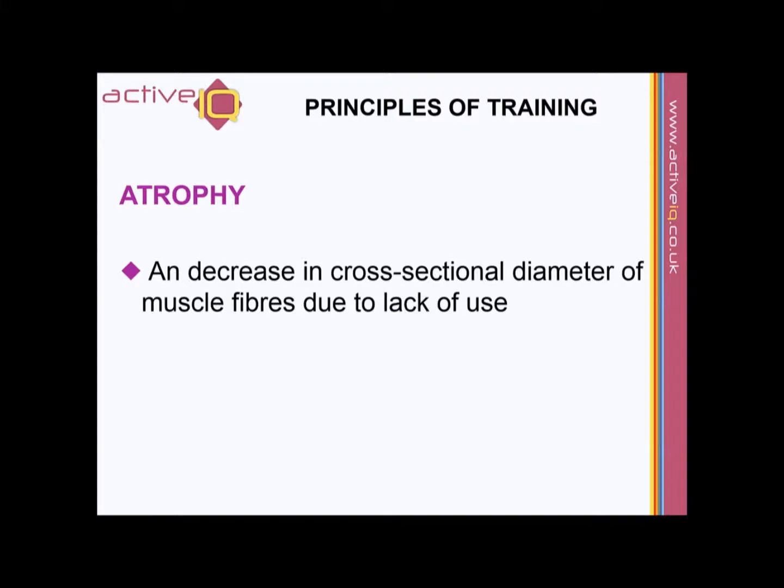Atrophy is a decrease in the cross-sectional diameter of the muscle fibres, and this is when we don't use muscle, it will shrink. If you've ever broken a bone or something, then you'll notice that the muscle around that bone, when it isn't being used, will shrink and virtually disappear for the amount of time that you have either a cast or support on the broken bone.